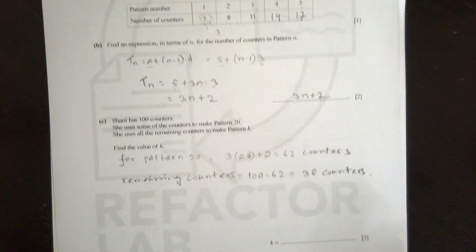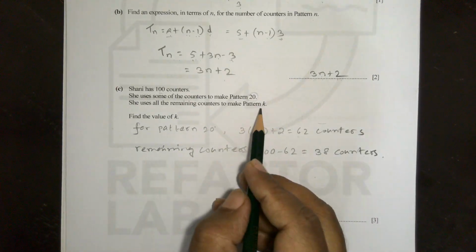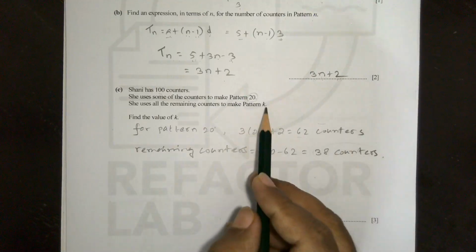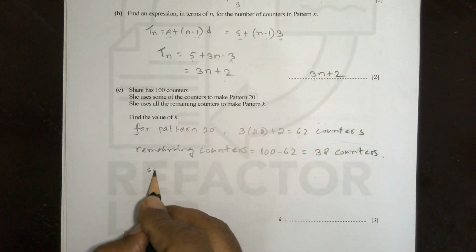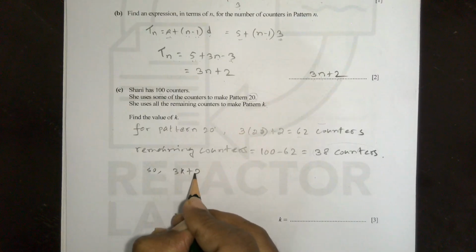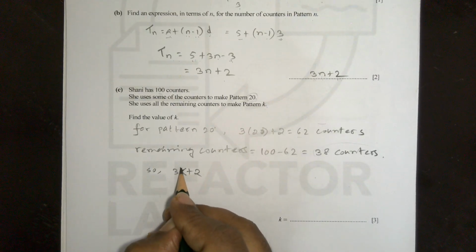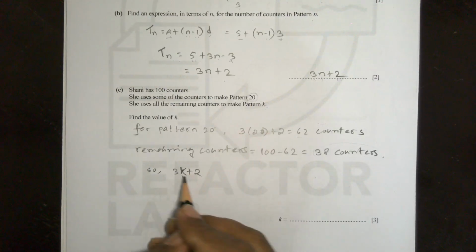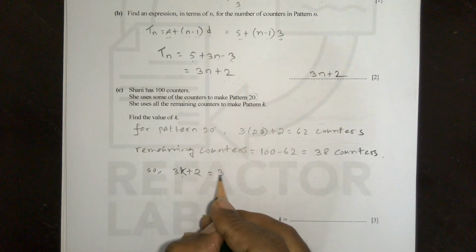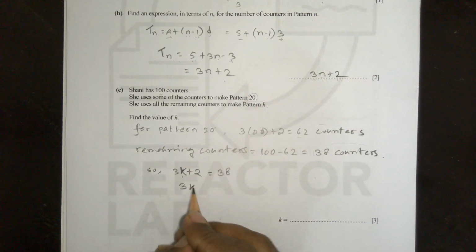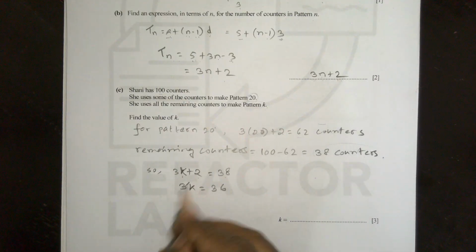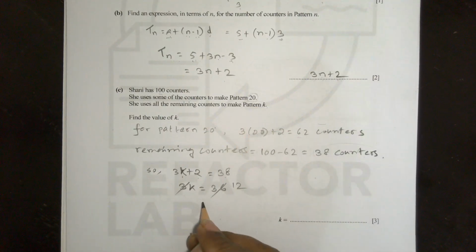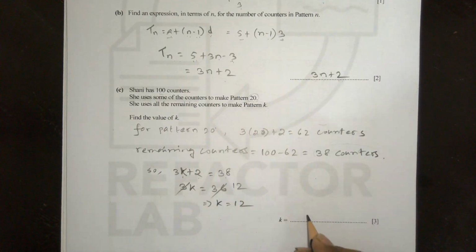Now with 38 counters, she made pattern K. So I can write 3k plus 2 here, K being used in place of n, and that will be 38. So 3k is equal to 38 minus 2, which is 36. If we divide both sides by 3, we get 12. The value of k is 12.